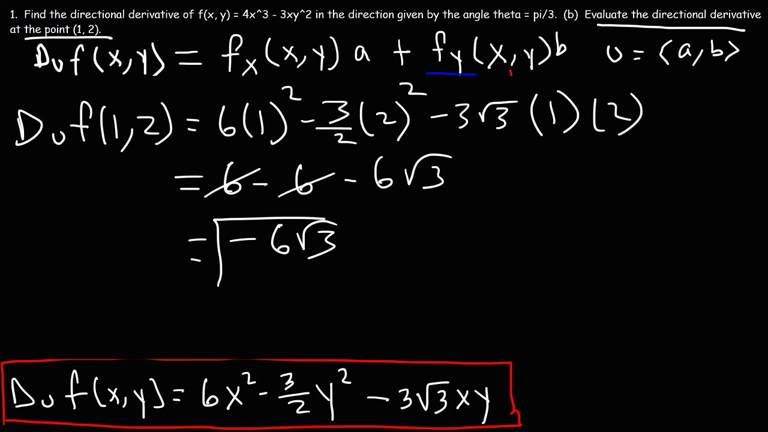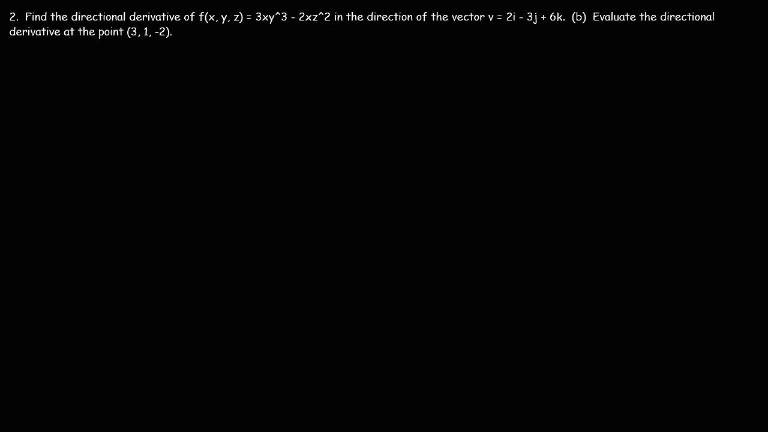So the evaluation part is not bad. You just got to plug in your x and y values. So now you know how to find the directional derivative given two variables such as x and y. Let's move on to our next example problem. Number 2. Find the directional derivative of f in the direction of the vector v equals 2i minus 3j plus 6k. So let's start with that.